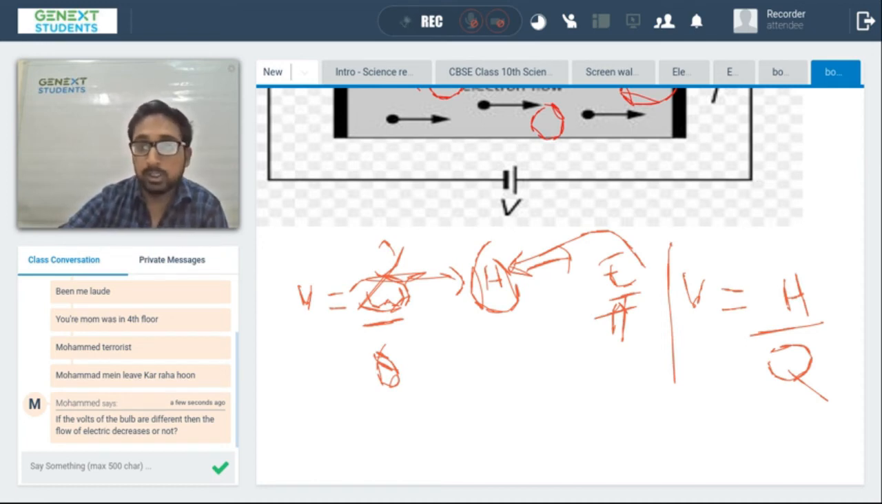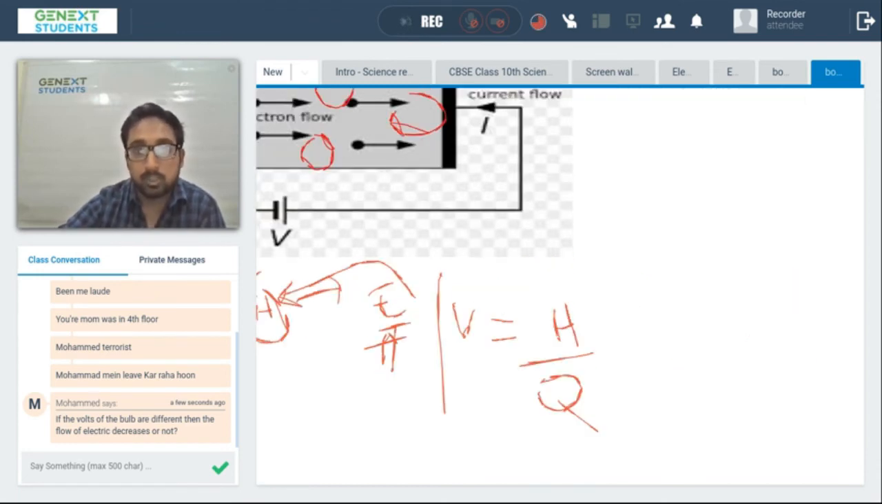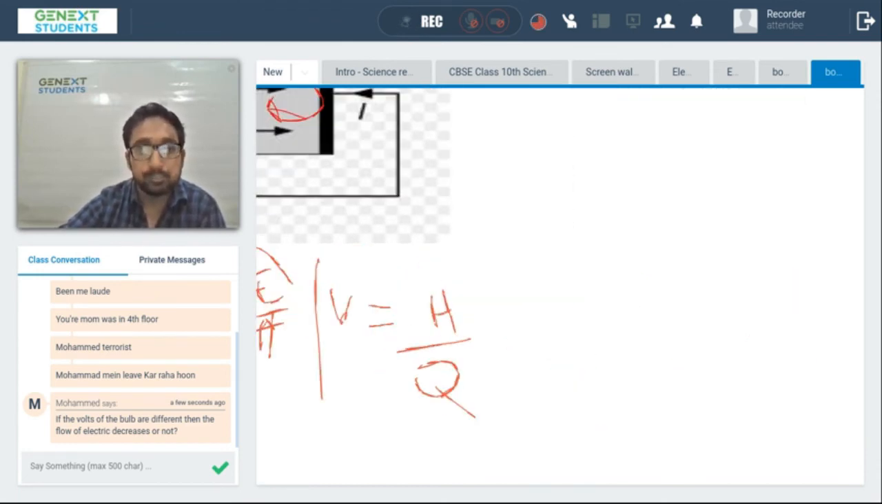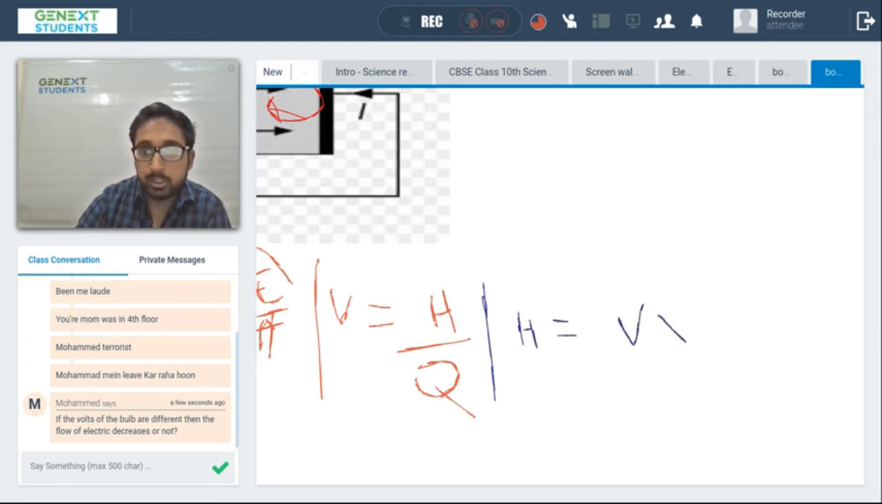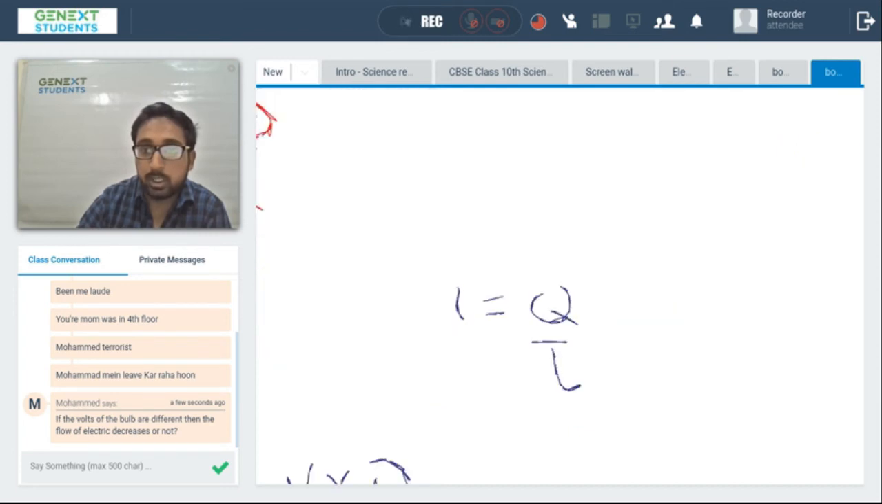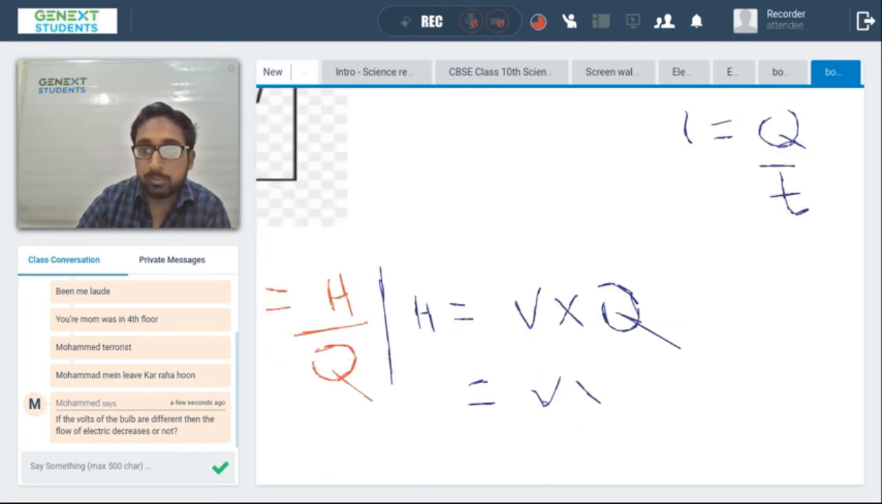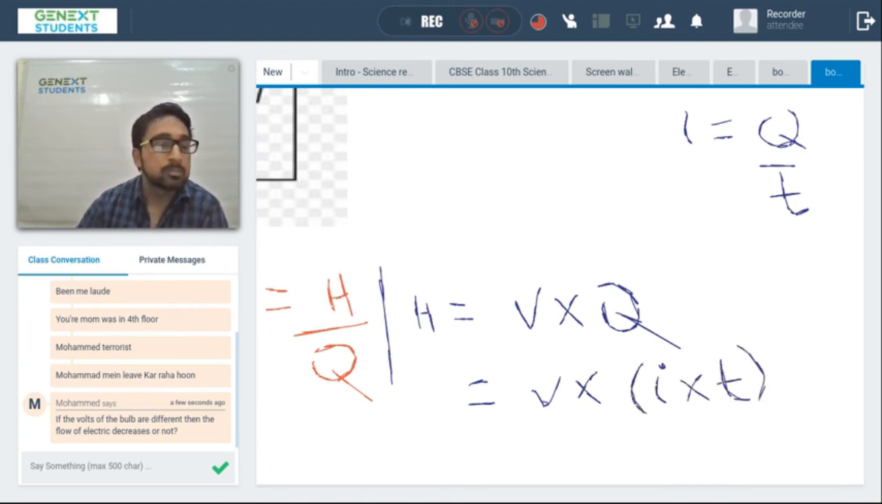Getting it? All right, so let's see what exactly this is. So heat can be given as potential into charge. We just learned that current is charge per unit time. Therefore, charge can be replaced as current into time. Did you get this? It is very simple.